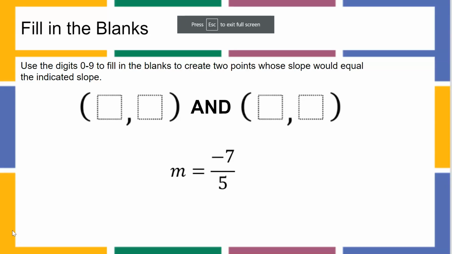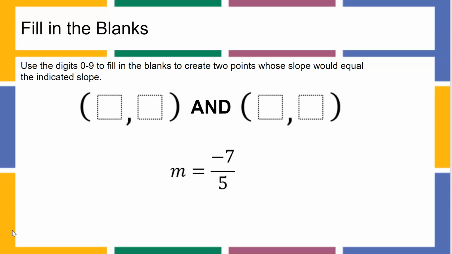This is your warm-up for today. You need to think of 4 digits to fill in these blanks, so that when you calculate the slope, you would get this. I'll let you choose whether you want to do repeats or no repeats. You can't use negatives, so you're going to be subtracting, but you can't put in a negative sign here.